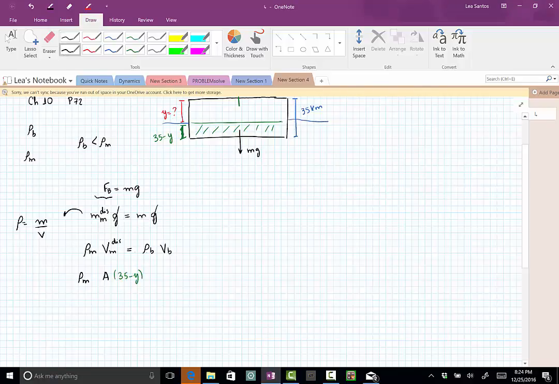And this is equal to the density of the block, which we know, and the volume of the block. Now, the volume of the block is the whole thing, and so we have here the area is the same, right, multiplied by the whole thing, which is 35. Okay, now the area doesn't matter to us, and here we see it can just be canceled. Everything else in this problem we know. The only thing that we don't know is our unknown, is our y, the height of the continent that sticks out.